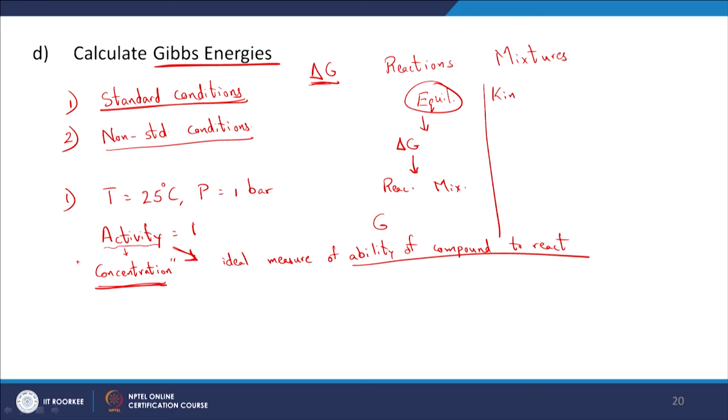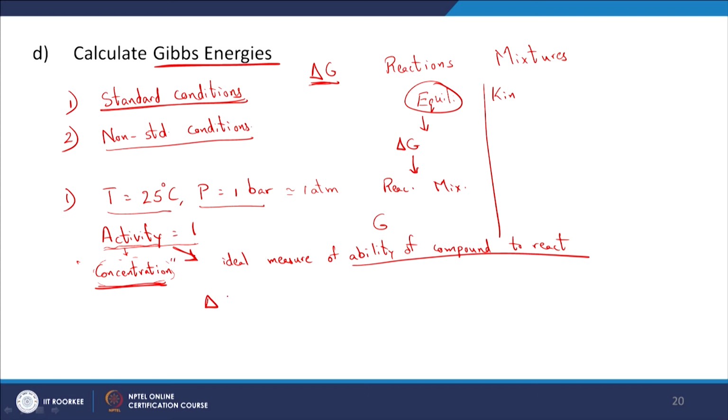So standard conditions, what are they again please? Temperature being 25 degrees centigrade, pressure is 1 bar, which is more or less equal to, I guess, 1 atmosphere, but not exactly, you can look this up. And activity, which we can approximate by concentration in some cases, is equal to 1, right?